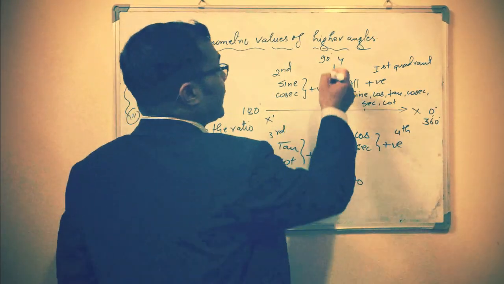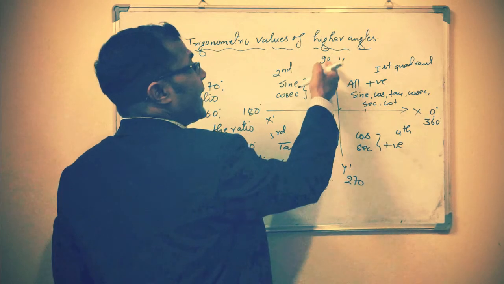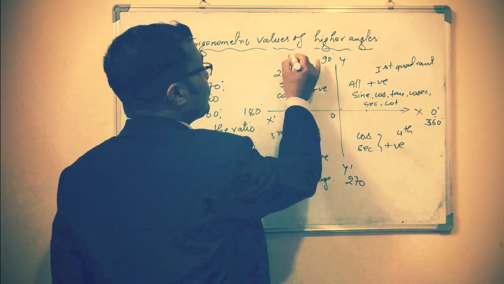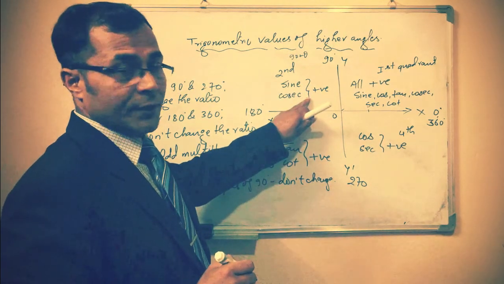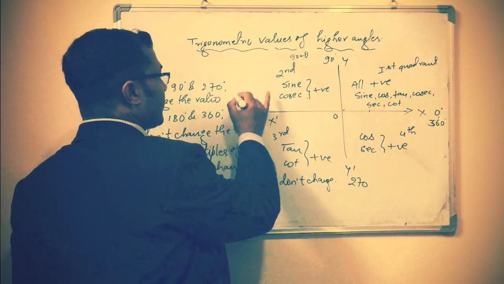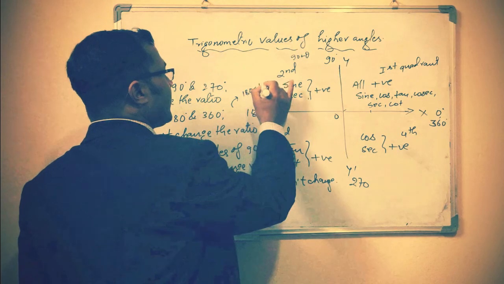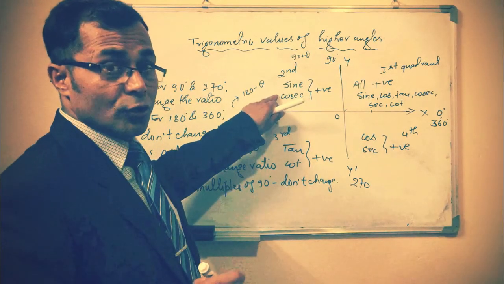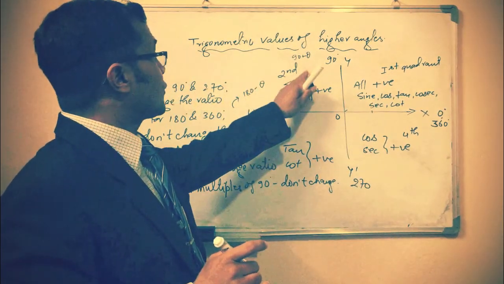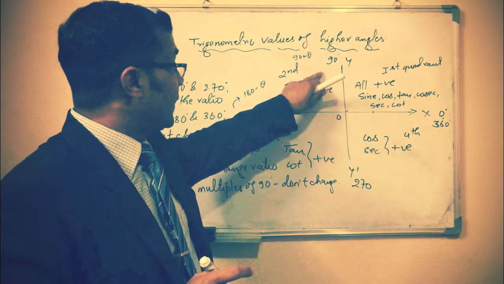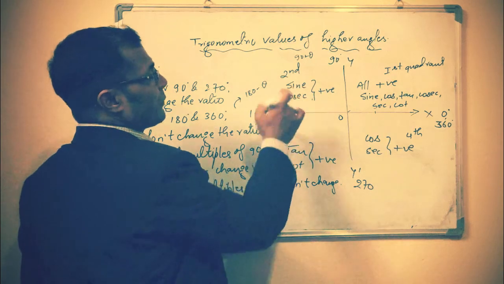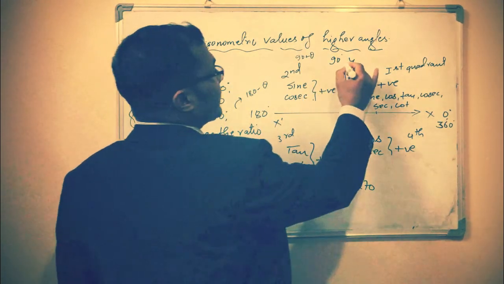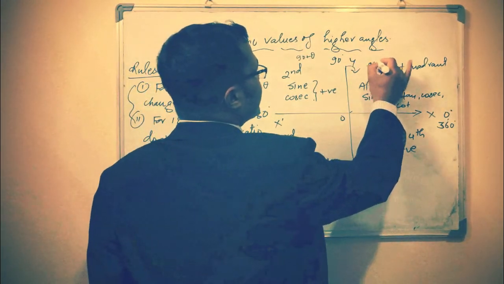One more thing. This is 90. If you add some angle over here, 90 plus theta, you will reach this quadrant, the second quadrant. This is 180. If you subtract theta, 180 minus theta, again you will reach the same quadrant. So don't be confused. 90 plus theta or 180 minus theta is the same, the second quadrant. Now 90 minus theta means this one, the first quadrant.